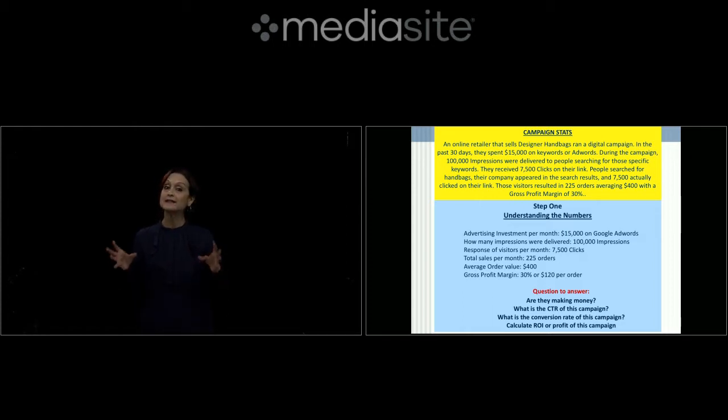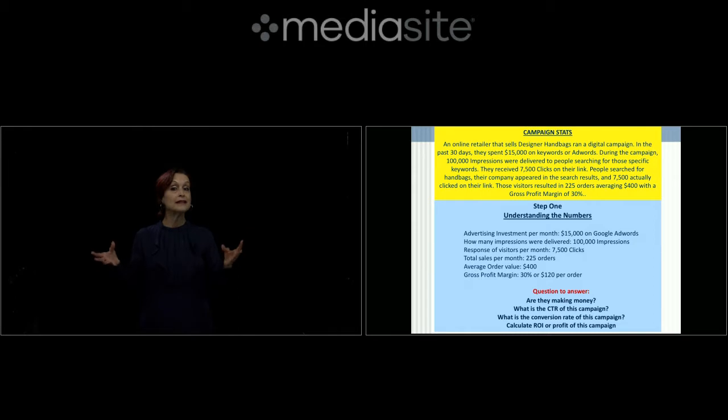To assess the success of this campaign based on these results, we need to ask the following questions. Are they making money? What is the CTR of the campaign? What is the conversion rate of the campaign? And we're going to calculate the ROI or profit for this effort. So let's first organize the data.